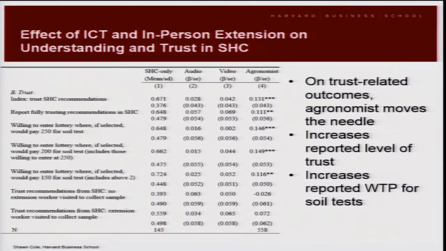On trust, how much do you trust the information here? Here we did find a bigger effect from the agronomist's presence versus audio and video. The baseline level of trust was already pretty high, but only the live in-person agronomist moved the needle up. The agronomist also increased farmers' reported willingness to pay for soil tests. We said, would you be willing to enter a lottery where you have to pay 200 rupees to get a soil test? Yes or no. That's a measure of their willingness to pay.